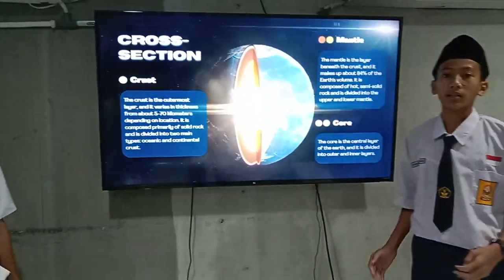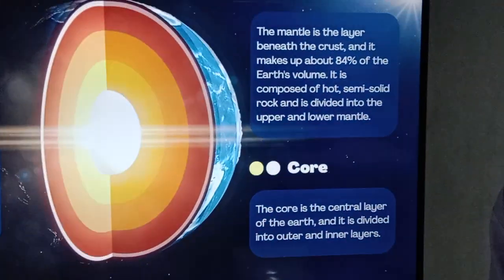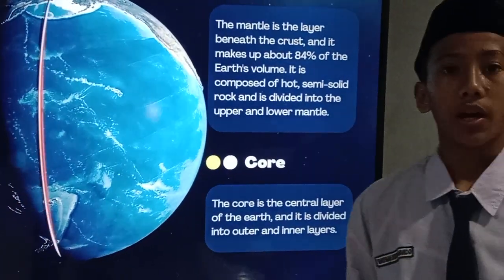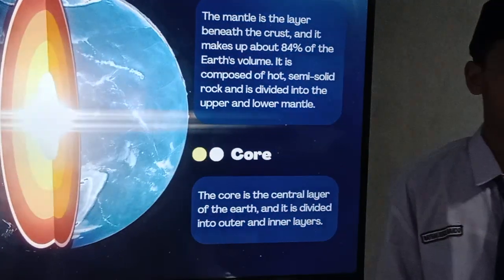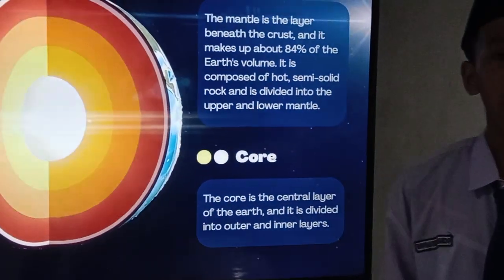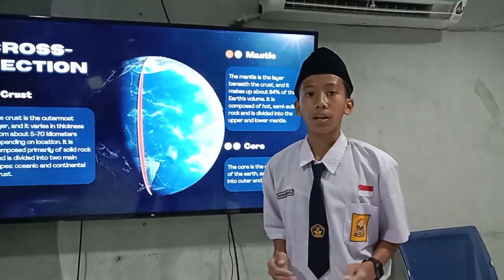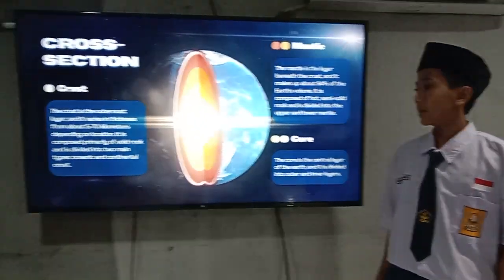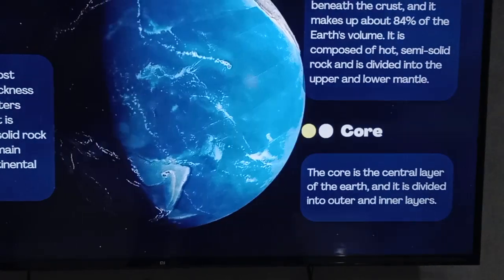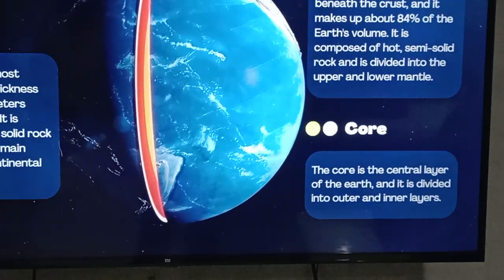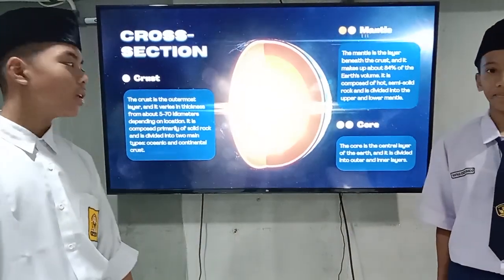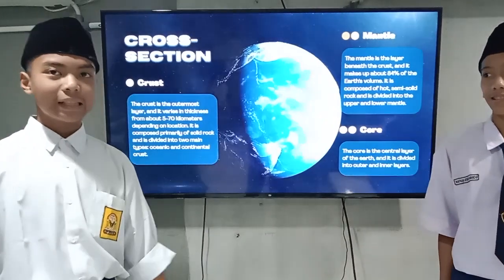And then the second one is the mantle. The mantle is the layer beneath the crust, and it makes up about 84% of the Earth's volume. It is composed of hot, semi-solid rock and is divided into the upper and lower mantle. And the last is the core. As you can see in here, the two is the core. The core is the central layer of the Earth and it is divided into outer and inner layers. So if the core explodes, the Earth will be destroyed and it will be Kiamat.